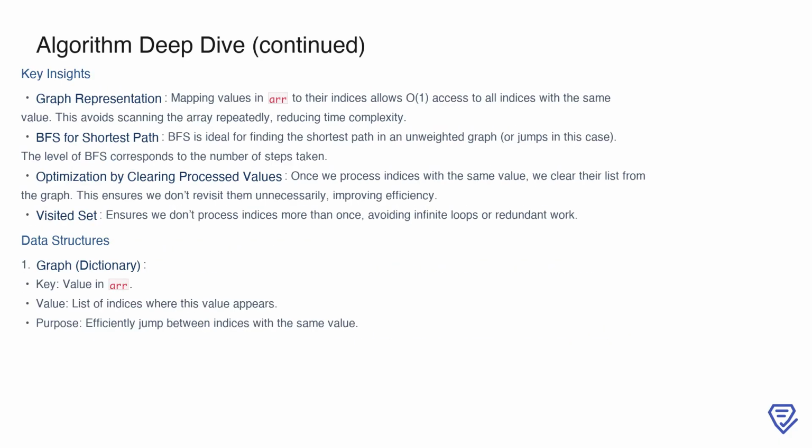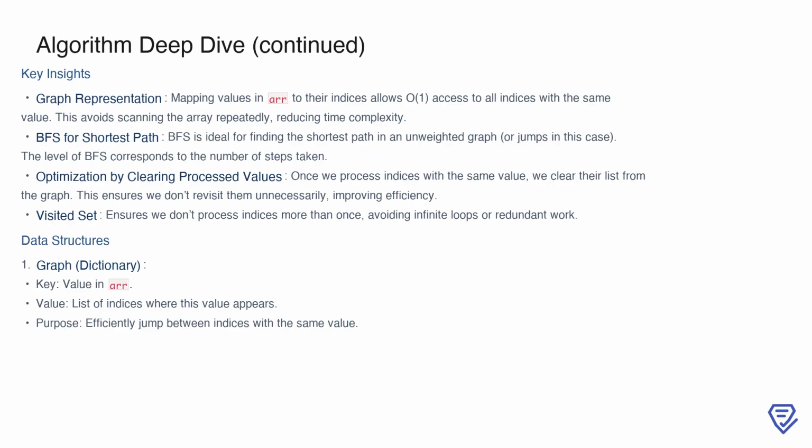The algorithm relies on several key insights to achieve its efficiency. First, representing the array as a graph where values map to their indices allows constant time access to all positions with the same value, eliminating the need to repeatedly scan the array. Second, BFS is particularly well suited to this kind of problem because it systematically explores all possibilities level by level, ensuring the shortest path is found. The level of the BFS corresponds directly to the number of jumps taken.